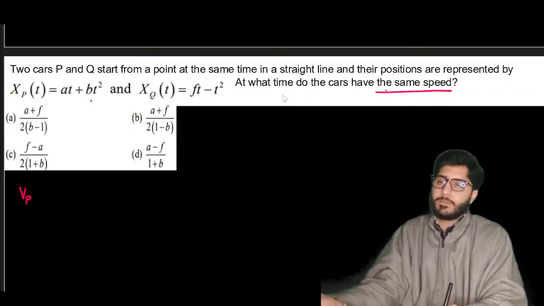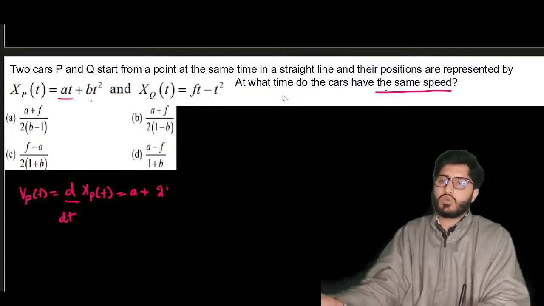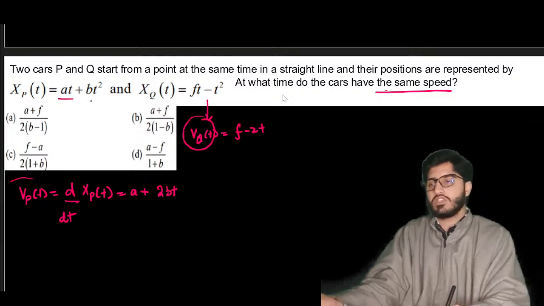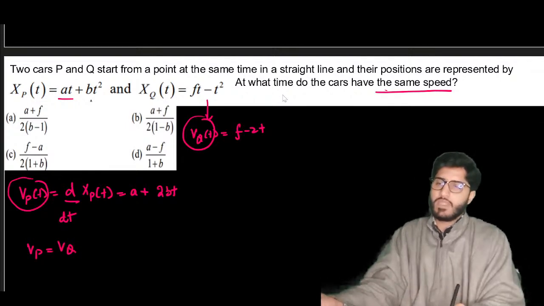So do the first differentiation. I will get V_p, which is d by dt of x_p(t). What is the differentiation of a t? It would be only a. For b t square, it would be 2bt. In the same way, for this case it would be V_q(t). f t would be f only, and minus t square gives 2t. The condition is that these velocities should be the same. So I can write velocity p should be equal to velocity q. That means a plus 2bt should be equal to f minus 2t.